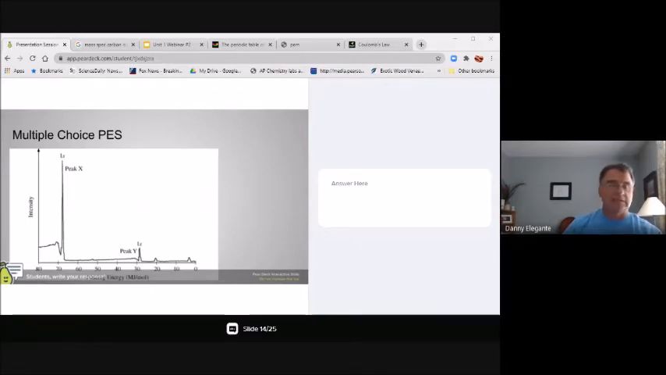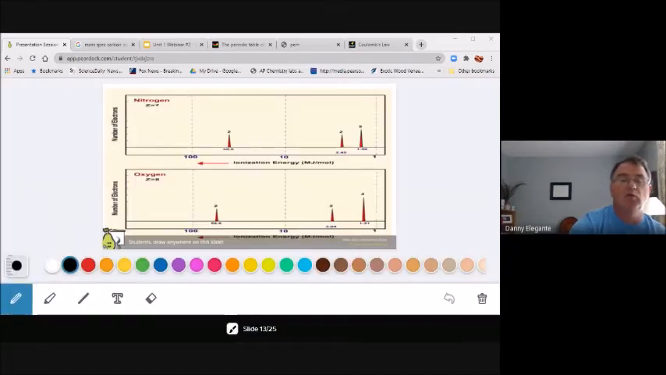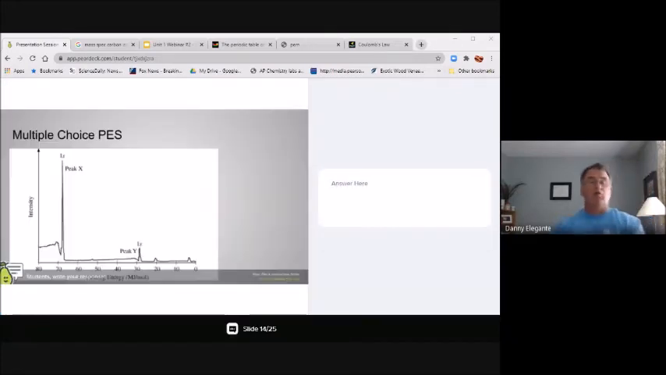So notice, this is not a graph of 1s, 2s, whatever. They've labeled it 1s for each one. So we're talking about the same electrons. And this is exactly what we were doing back here. We're talking about the 1s electrons. So what I want to know, if one of those peaks is carbon and one of those peaks is fluorine, then which one do you think is peak X? You can type in your answer. Do you think that peak X is fluorine or carbon?